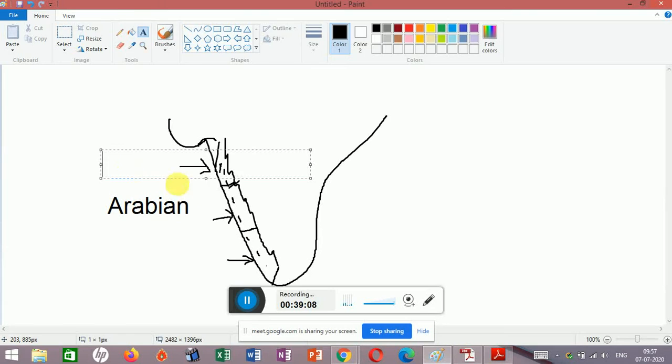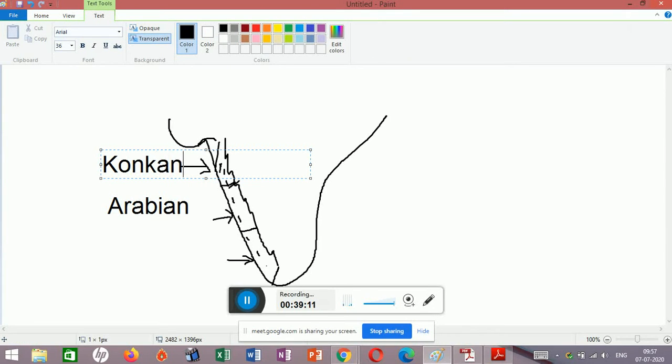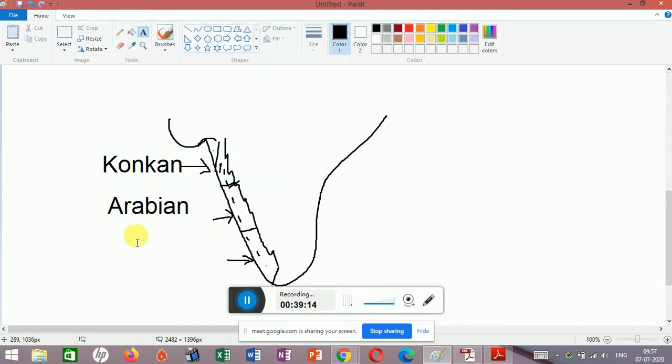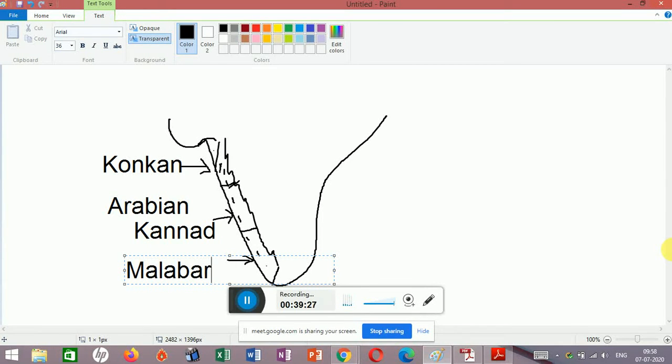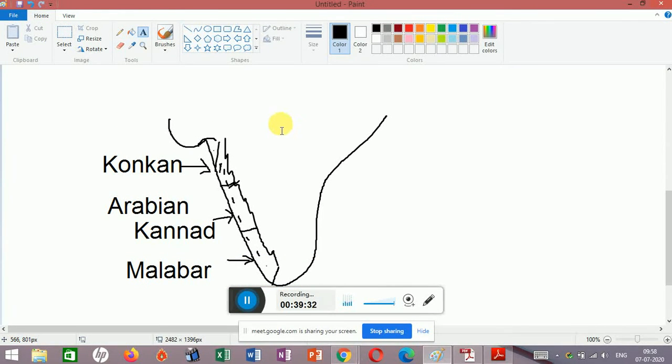The first one is known as Konkan, the middle one is known as Kanara, and the southernmost is known as Malabar Coast. It is mainly in Kerala. So these are the 3 sections of the Western Coastal Plain: Konkan Coast in the north, Kanara in the middle, and Malabar in the south. And the Western Coastal Plain is a narrow plain, that you have to know.